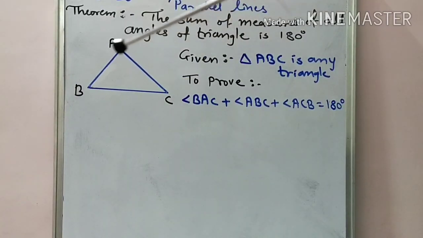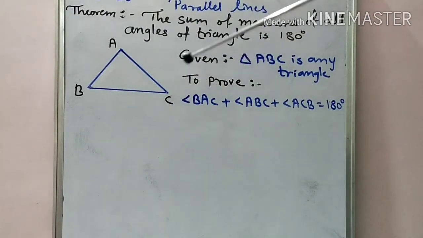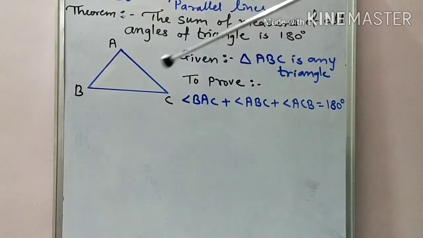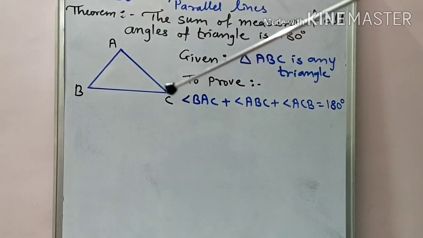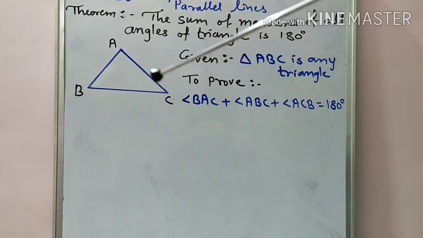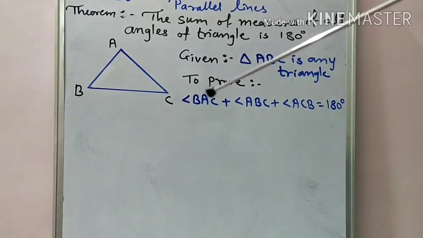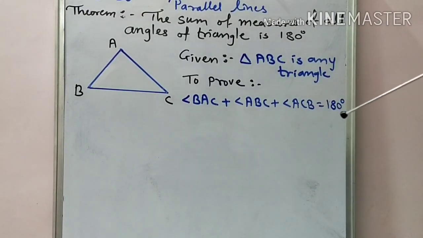Okay, so according to the statement, here we draw the figure of triangle ABC, which is our given part. So triangle ABC is any triangle, and if ABC is any triangle, then we have to prove that the sum of measures of all angles of the triangle is 180 degrees, meaning in any triangle we have three angles, angle A, angle B and angle C, and we have to prove that the sum of these three angles is 180. So which is our to prove part, angle BAC plus angle ABC plus angle ACB is equal to 180 degrees.